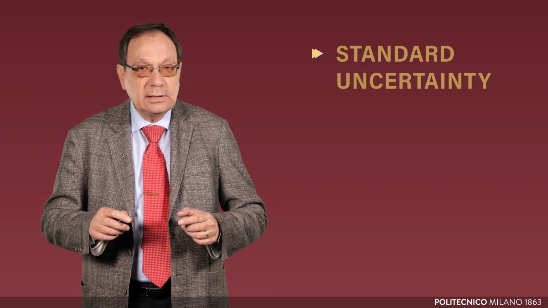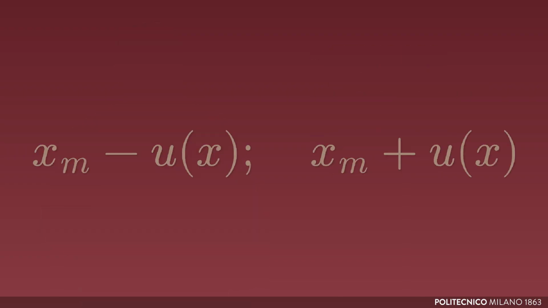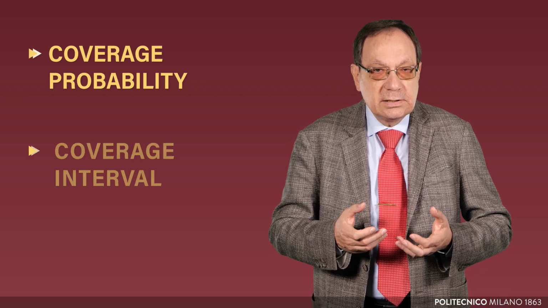We must therefore ask ourselves whether and how it is possible, starting from the standard uncertainty, to obtain a coverage interval. The definition of the interval is straightforward. You simply add and subtract the standard uncertainty u of x to the measured value xm, as you can see here. The real issue is how to assign a coverage probability to this interval so as to obtain the desired coverage interval.